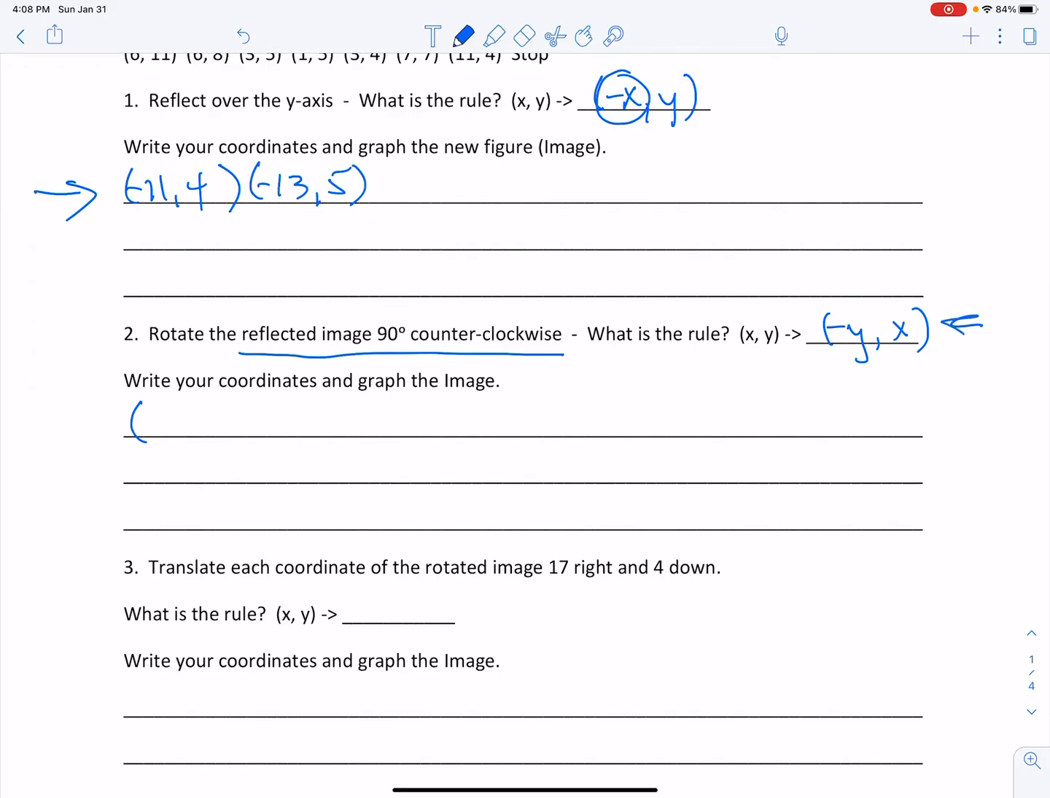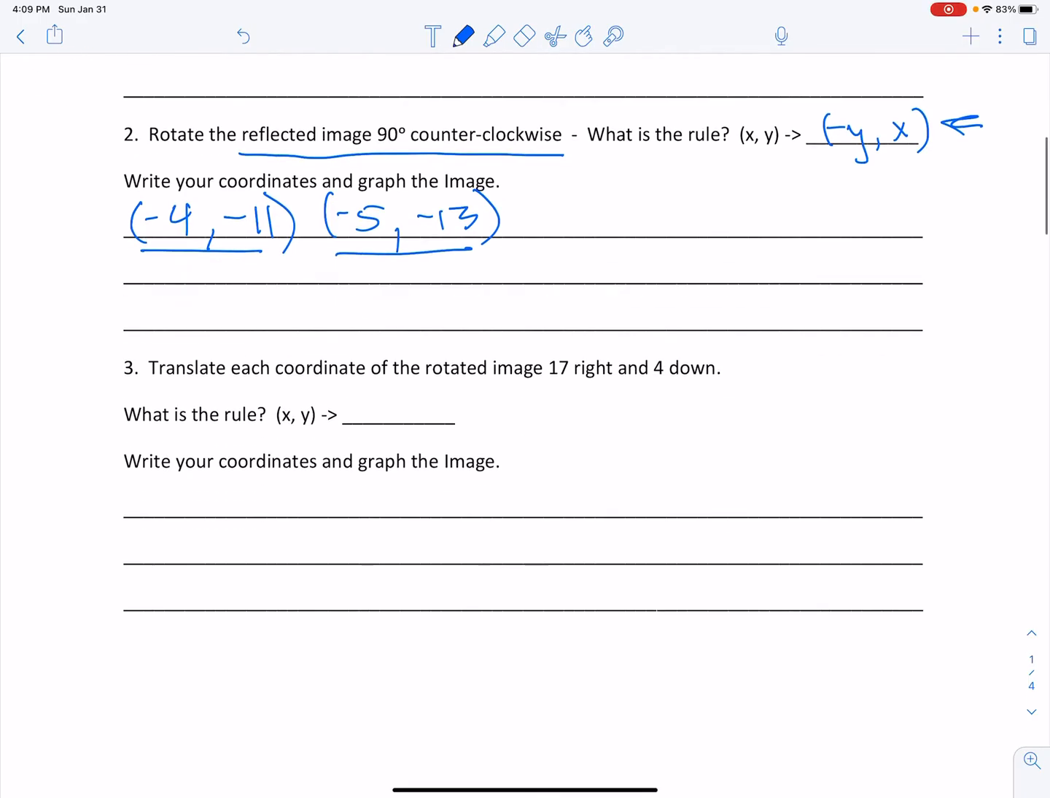So my x and my y in this first coordinate are going to trade places, giving negative 11, and my y value, which in this case was my 4, is going to turn negative. Again, I'm going to take my x and my y, they're going to trade places, and my y value is going to turn negative. That basically tells you that when we rotate this reflected image, it's going to rotate down into quadrant 3, because both my coordinates are negative.